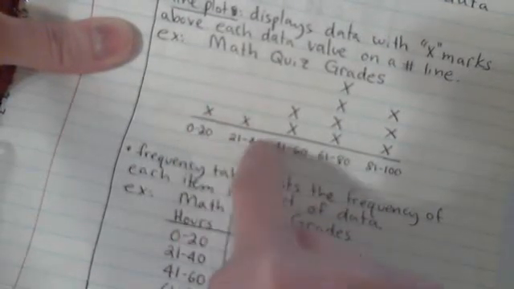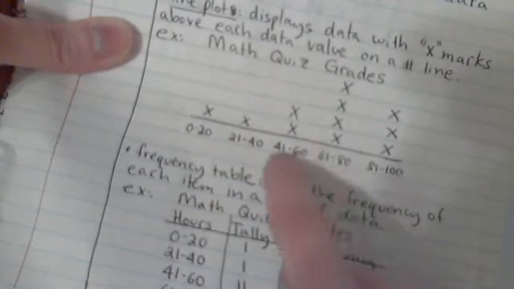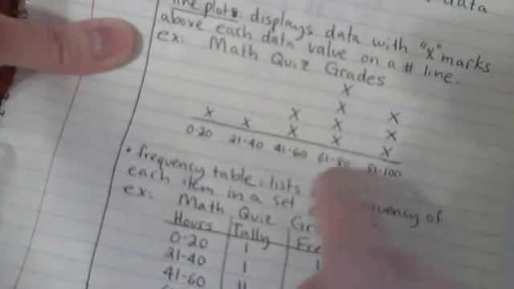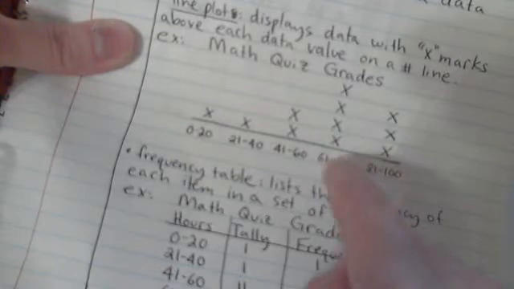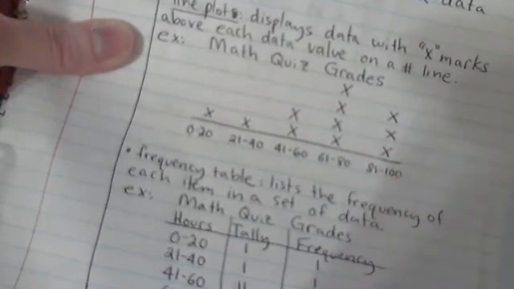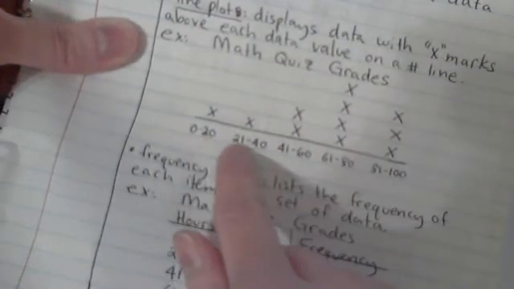Okay, one person got 0 to 20. How many people got 21 through 40? One person. Okay, how many people got 41 to 60? About 2 people. Okay, 61 to 80? About 4 people. So, because there's 4 X's. And then how many people got 81 to 100? 3 people.